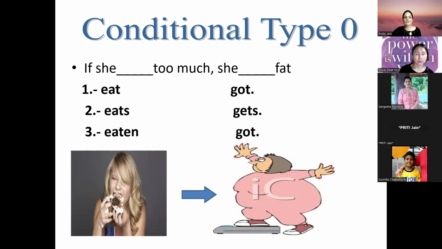It's too much. If she eats too much, she gets fat. Because she is a singular subject, you have to put the verb that ends with S. Singular, singular. So, eats too much, she gets fat.